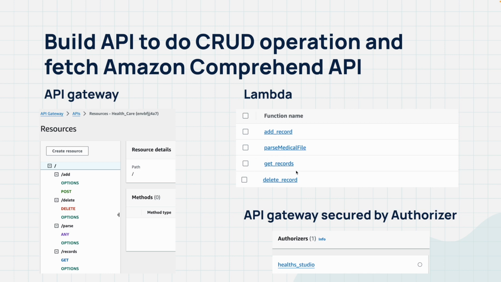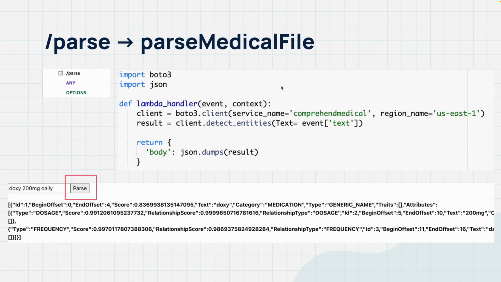Also get all the user's records from the RDS and also delete specific records. So the first will be parse. Of course, when you click the parse button, it's going to call this Lambda function. This Lambda function is going to call the APIs to parse the text and also send back the result. So this is the result of the text.